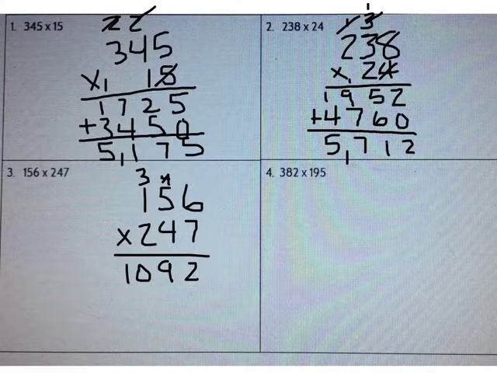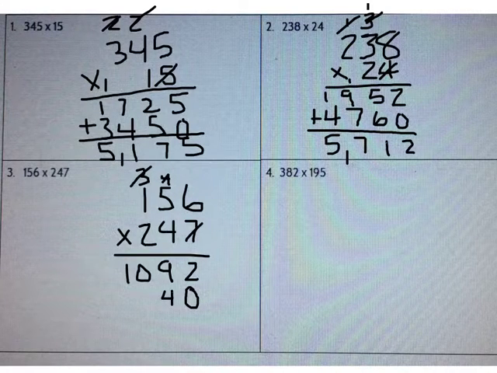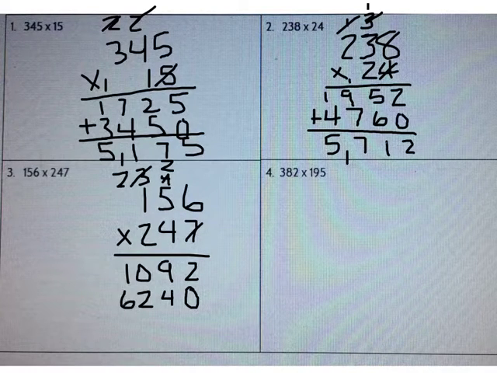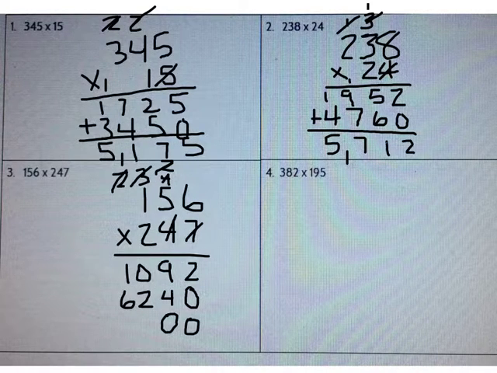I'm finished with the 7 in the ones place, so I move to the tens place. I drop a 0 because 4 is in the tens place. 4 times 6 is 24. 4 times 5 is 20, plus 2 more is 22. 4 times 1 is 4, plus 2 more is 6. Now I'm done in the tens place, so I'm going to drop 2 zeros because 2 is in the hundreds place.